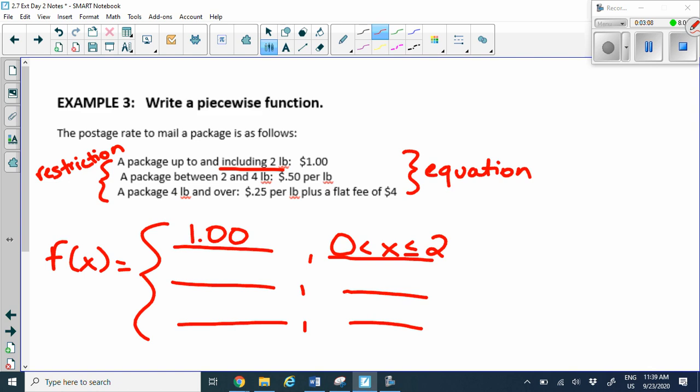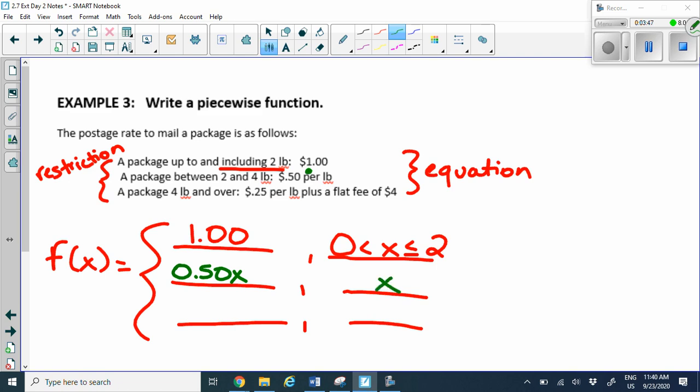So it says a package between 2 and 4 pounds, that's 50 cents per pound. Okay, anytime you see per, that could represent multiplication. So meaning that we are going to do 50 cents for each pound here. So if it's 2 pounds, then we're going to do 50 cents for those pounds. If it's 2.5, for each pound there, we're going to do 50 cents, okay? So here, how we're going to write our equation, we have multiplication, we have 0.50 and x, because we're multiplying. So we have our 50 cents times whatever our pounds.